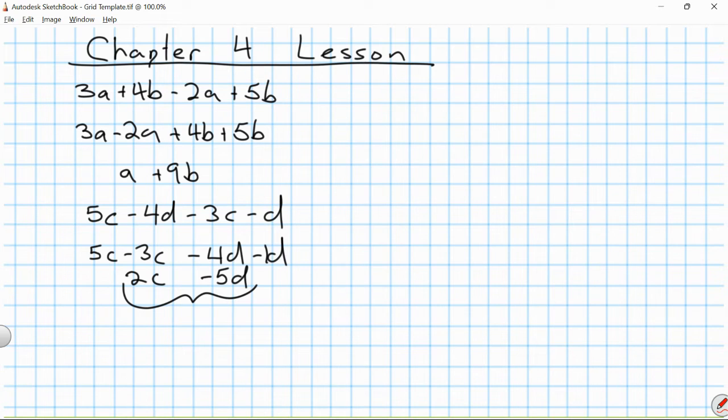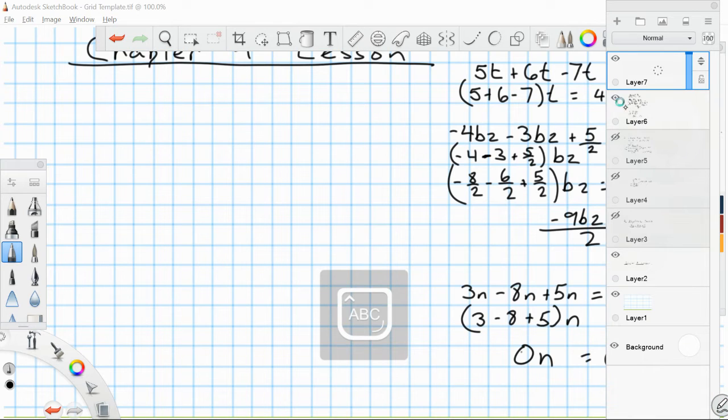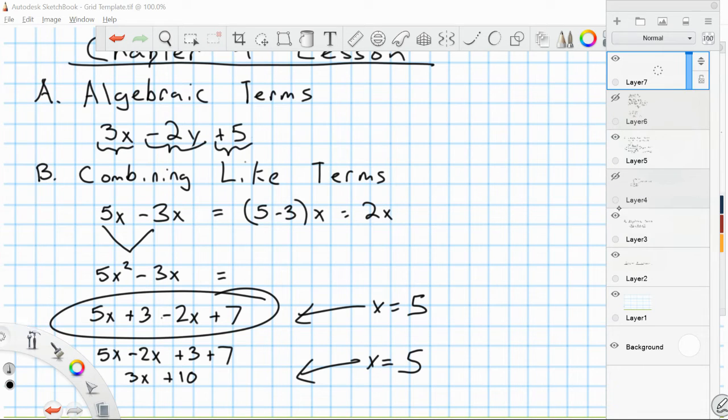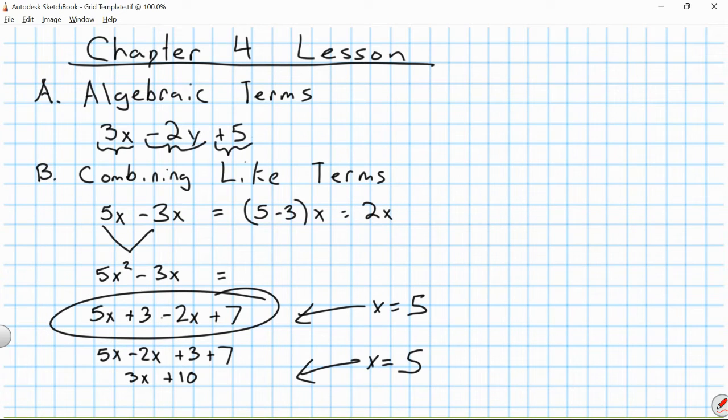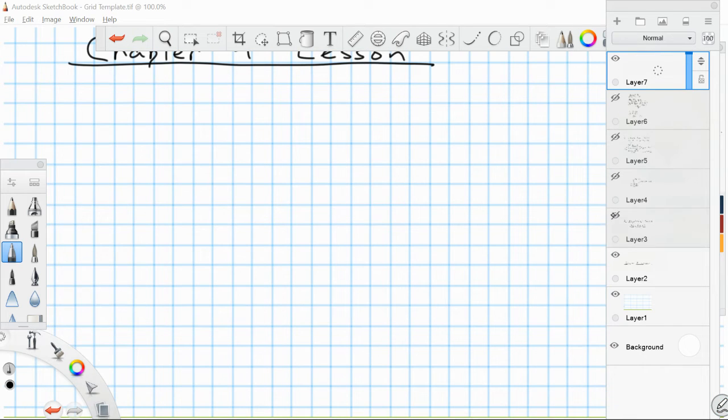Okay. We love combining like terms. Yay! Except when they're negative. I think I'm just going to hide these and we'll start fresh.